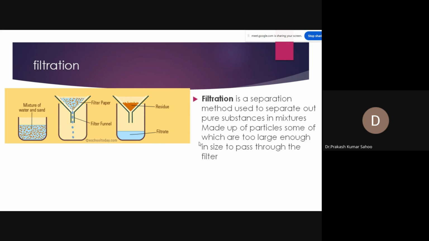So filtration is a separation method used to separate pure substances in a mixture made up of particles, some of which are large enough in size that they cannot pass through the filter paper. So depending upon the type of residue you wish to separate, the type of filter paper is used accordingly. So we have different sizes of filter papers like Whatman 41, Whatman 42, Whatman 1, Whatman 2, and ordinary filter paper.